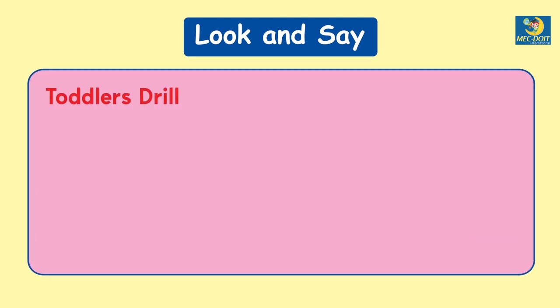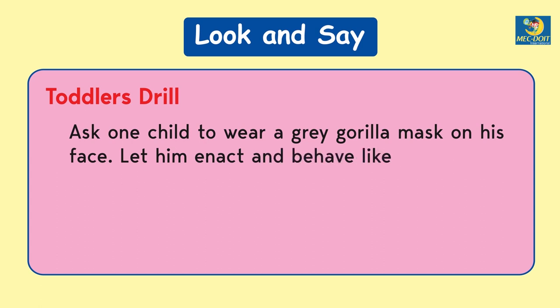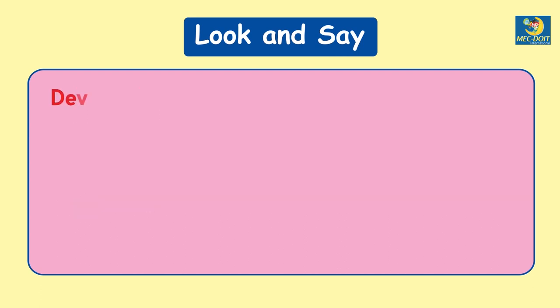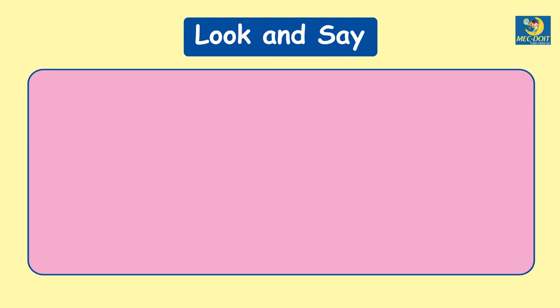Toddler's drill. Ask one child to wear a gray gorilla mask on his face. Let him enact and behave like a gorilla. All the children will take their turn. Award the best performer. Developmental milestones: observation, recognition, motor skills, kids' IQ.